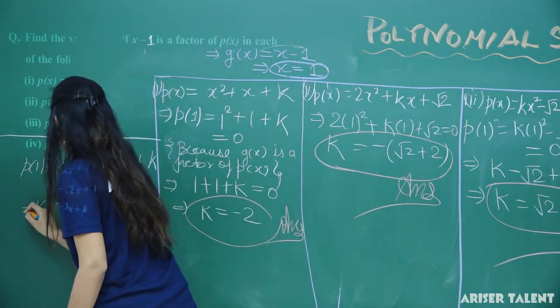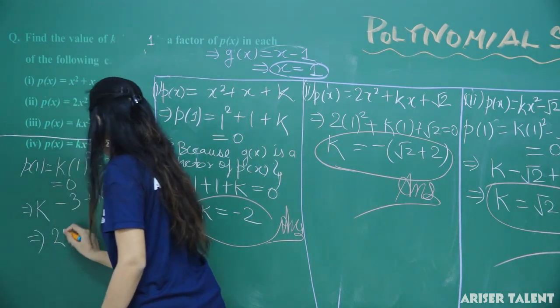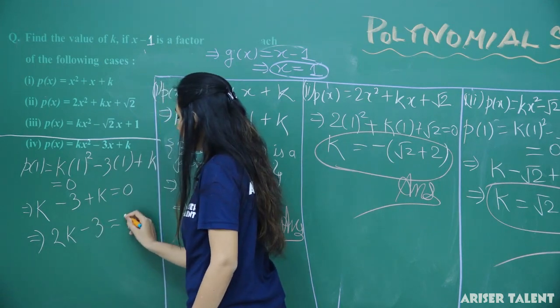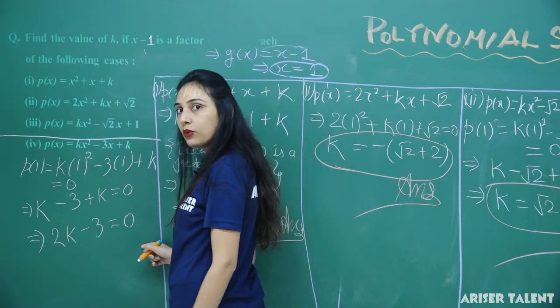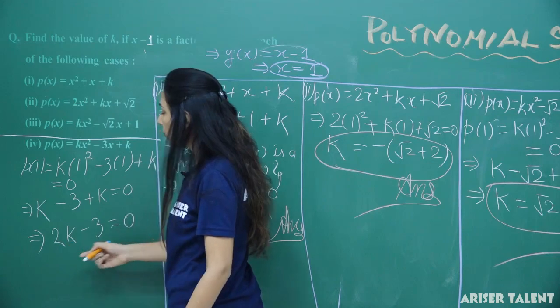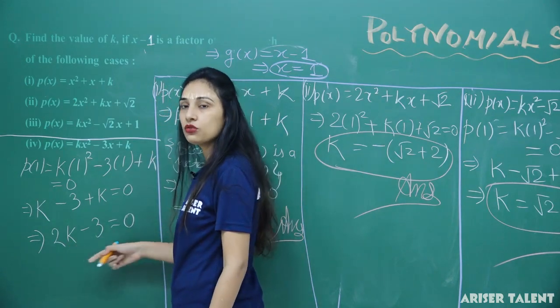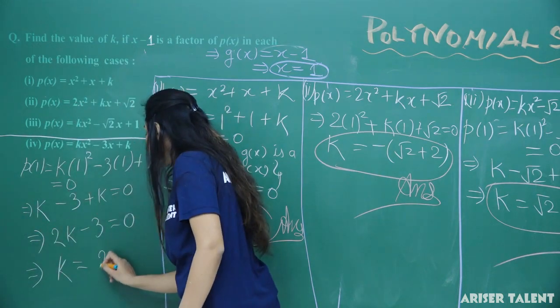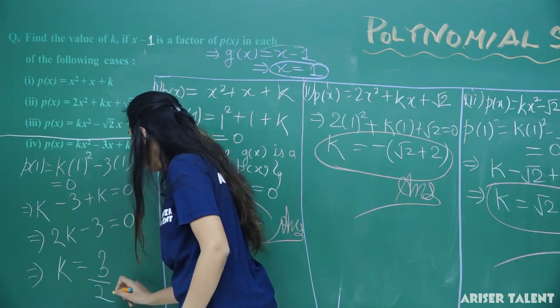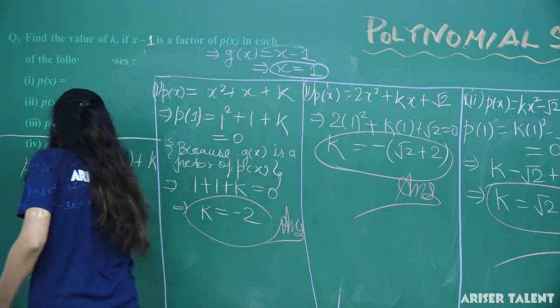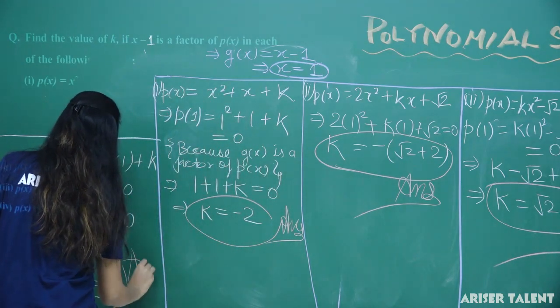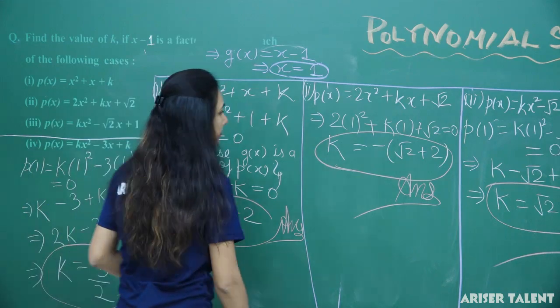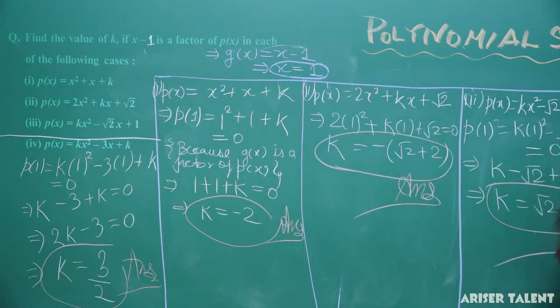This implies that 2k − 3 equals 0, and if 2k − 3 equals 0, 2k will be equal to 3 and k equals 3/2. Write it this way, k equals 3/2, and that will be your answer. Note this, students, then we will move forward to the next question. So done with that?